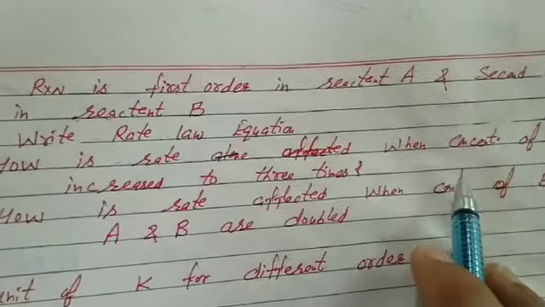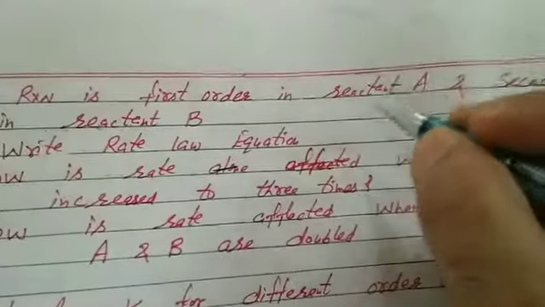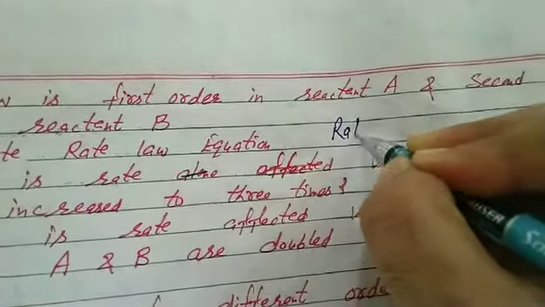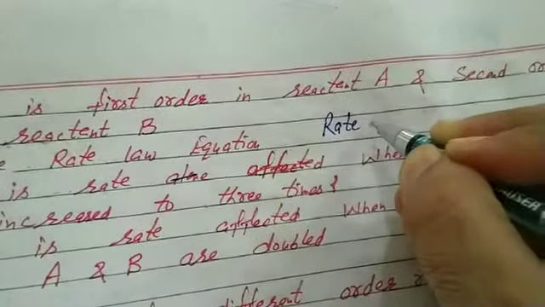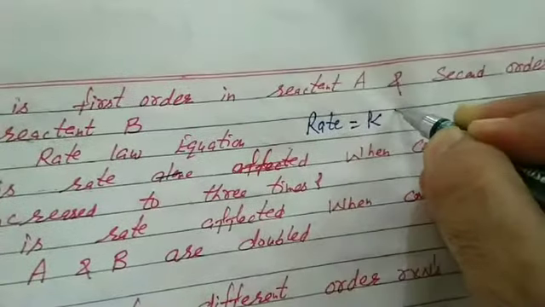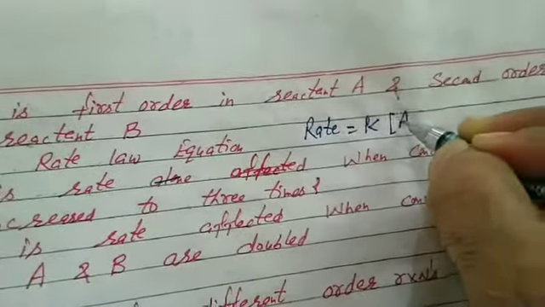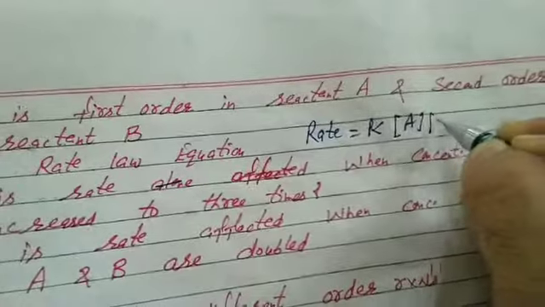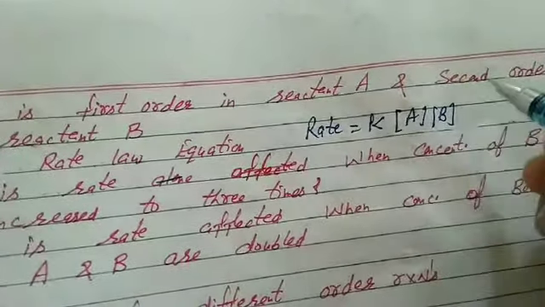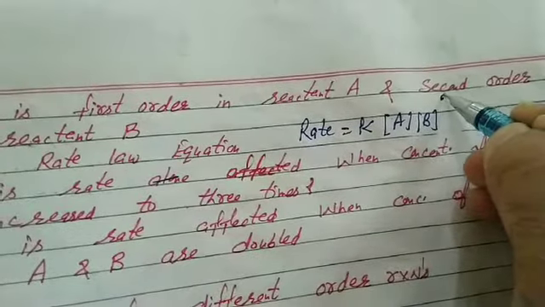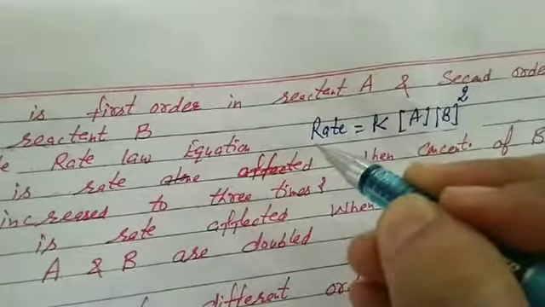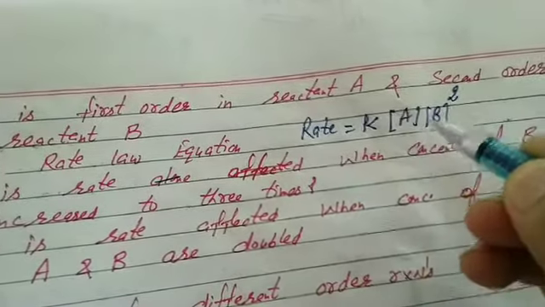Students, at first we have to write the rate law equation. Rate law equation, that is, rate equals rate constant with respect to the concentration of reactants, which are A and B in the given statement, with respect to their power: first order with A and second order with B. According to the statement, the rate law equation is rate equal to k [A] [B] power 2.